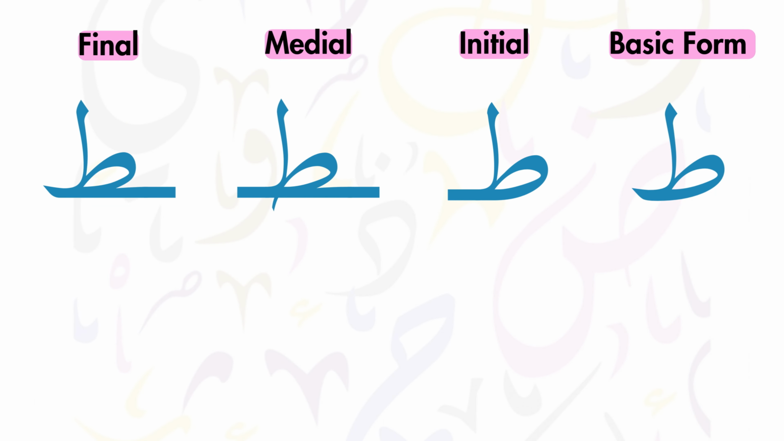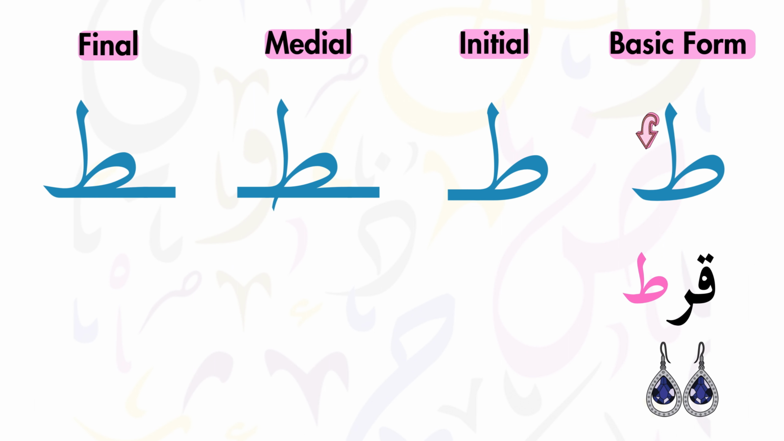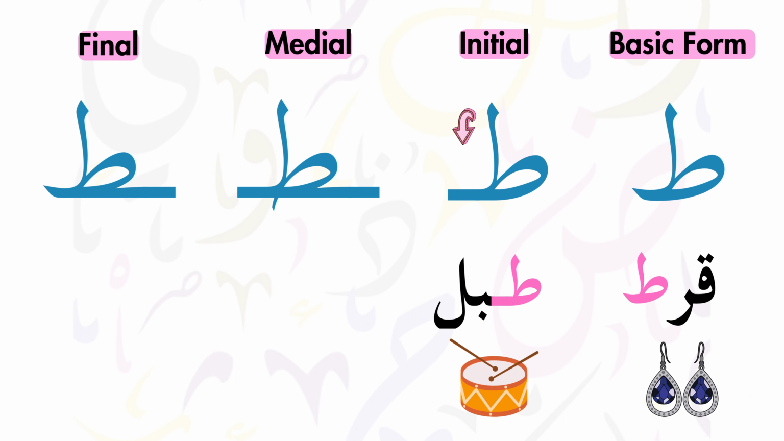The letter Thah also has 4 forms. The basic form, which has no hands, like in the word قرط, which means earrings. Then I have the initial form of Thah, which has one hand from the left in order to be connected to the next letter, like in the word طبل, which means drums.